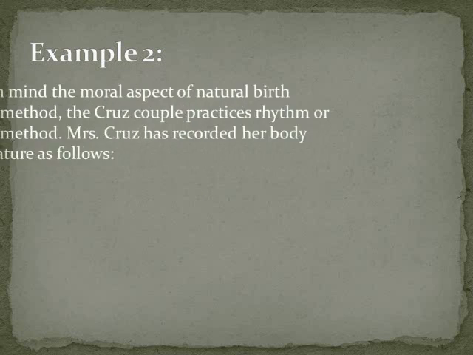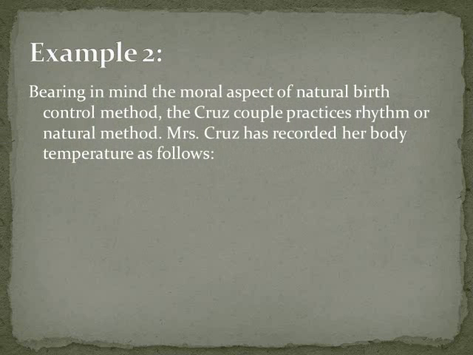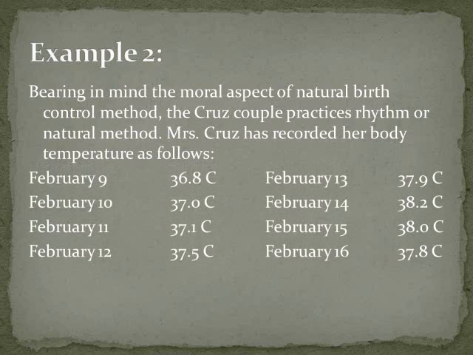Example number 2. Bearing in mind the moral aspect of natural birth control method, the Cruz couple practices rhythm or natural method. Mrs. Cruz has recorded her body temperature as follows: February 9, 36.8 degrees Celsius. February 10, 37 degrees Celsius. February 11, 37.1 degrees Celsius. February 12, 37.5 degrees Celsius.